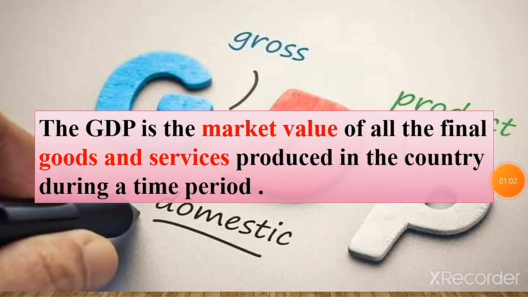Next, definition of GDP. The GDP is the market value of all the final goods and services produced in the country during a time period. That is called GDP.